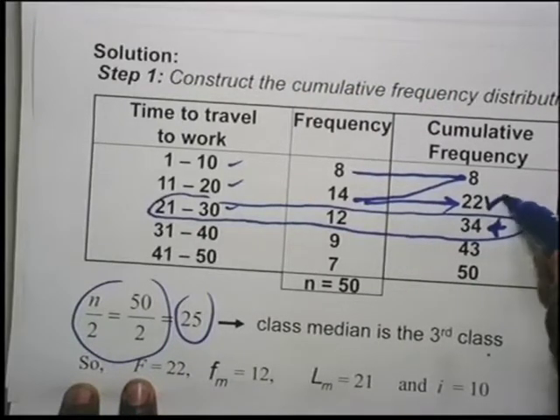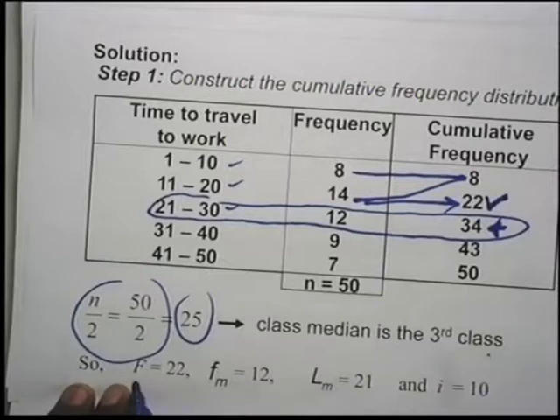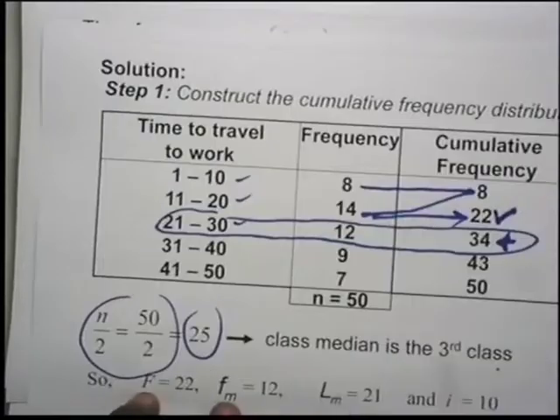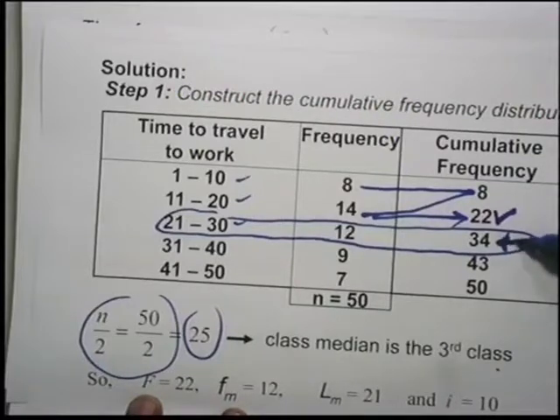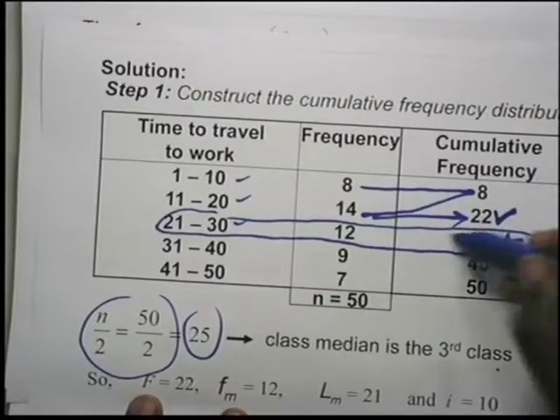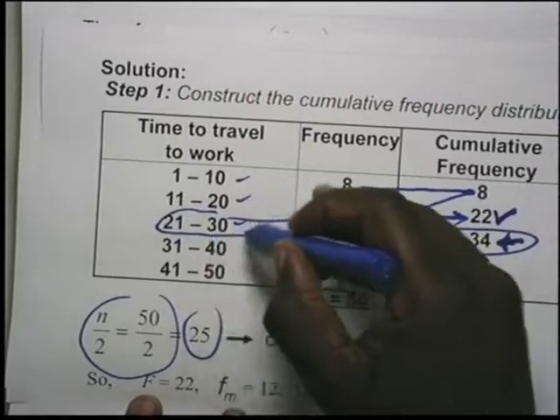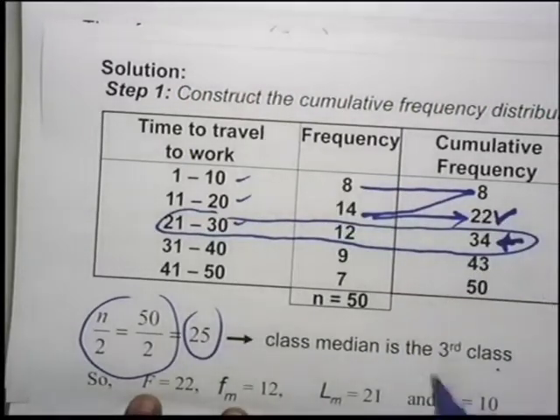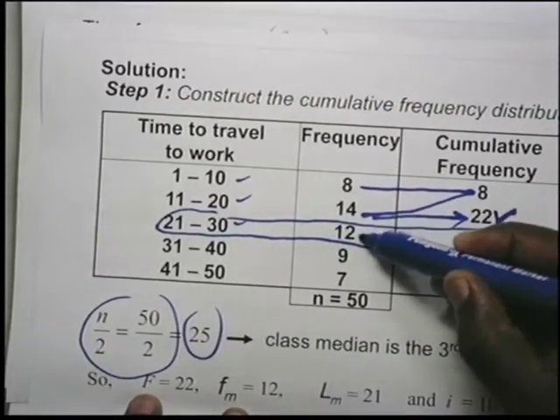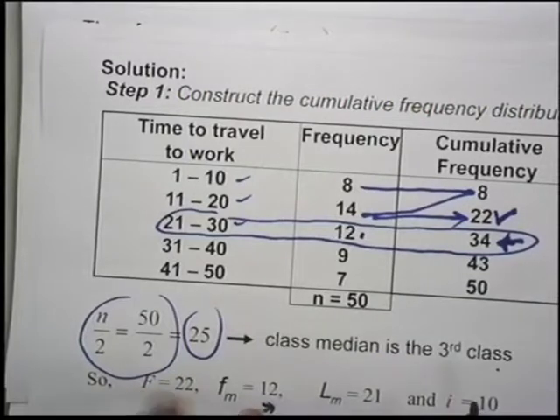You find it's 22, so it's denoted by F. F becomes 22, the cumulative frequency just before the median class. Then we have FM equals 12. FM represents the frequency of the median class. Our median class, we said, is in the group 21 to 30. So we look at the frequency for that, it's 12. That's where we're getting our 12 here.